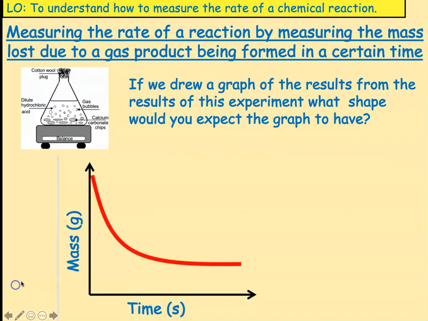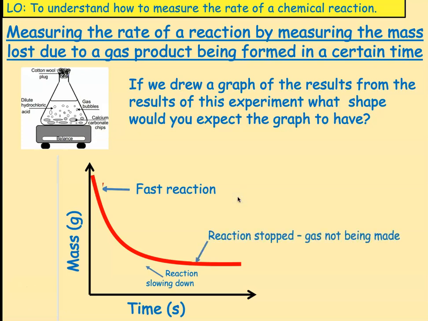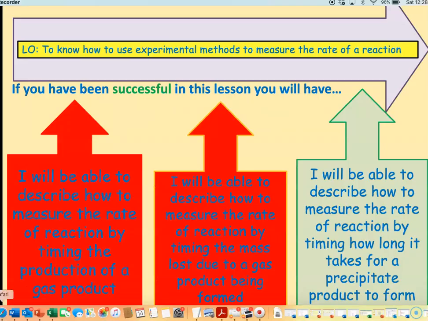So if we drew a graph of the results of the experiment, what shape would you expect it to have? Well, it will look like this. Okay, so we've got the whole mass up there, and then slowly it's going to lose mass as we go down. So we have a fast reaction at the beginning, and then it slows down, and then it stops. Okay, so we have two methods down now. We're going to look at the third method.